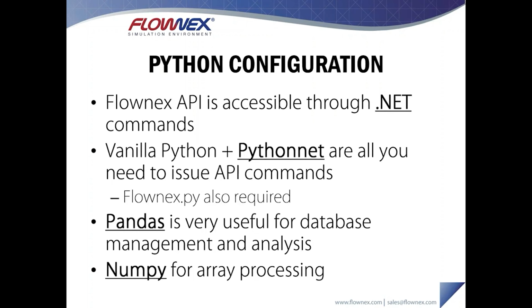In terms of using the Flownex API, what we're trying to do is first have an environment where we can issue .NET commands. This is available through most of your standard programming languages. C# and C++ can do this on their own. Python is able to do this with the Python Net plugin. There are some other versions of Python that will also be able to do this, but we found that the Python Net package plus your standard vanilla Python are the easiest way to get this working.